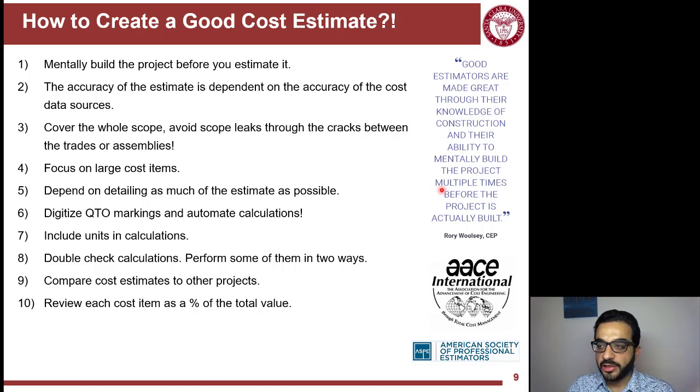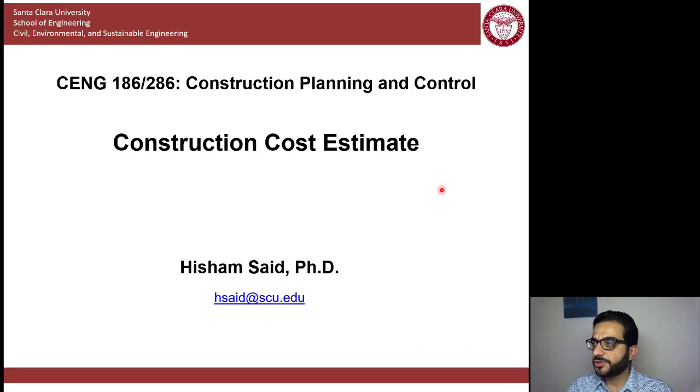Always double check your calculations. Perform some calculations, especially the major ones, in multiple ways. Compare your cost to other projects. Make sense of the numbers you have, and also review each cost item against typical expected values. So mechanical and electrical systems are expected to be within this range percentage-wise of the total cost estimate. So it's kind of benchmarking and comparing parts of the estimate to what you would typically expect from such a project.